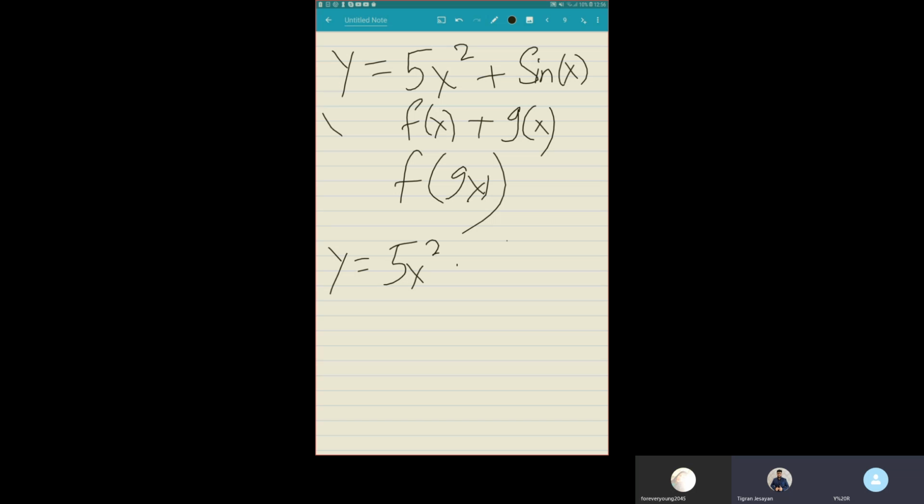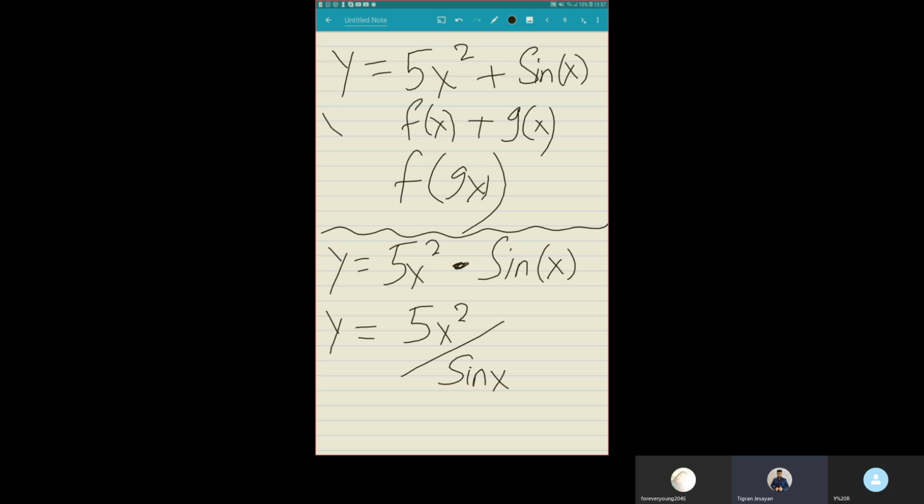And then if you have this kind of situation, multiplied, now this is a new problem. What kind of rule do you think you should use in this case? It's the product rule. That's basic: f bar x times gx plus g bar x times fx.